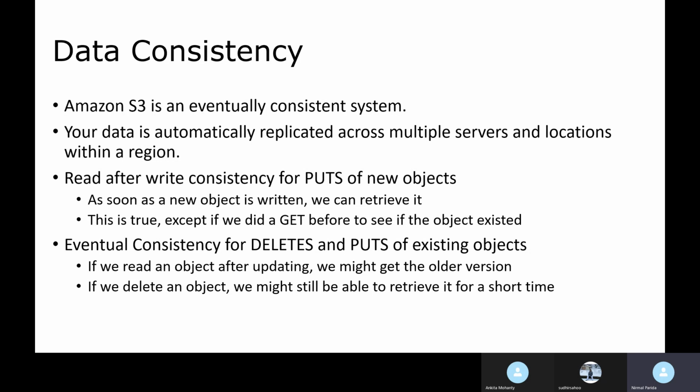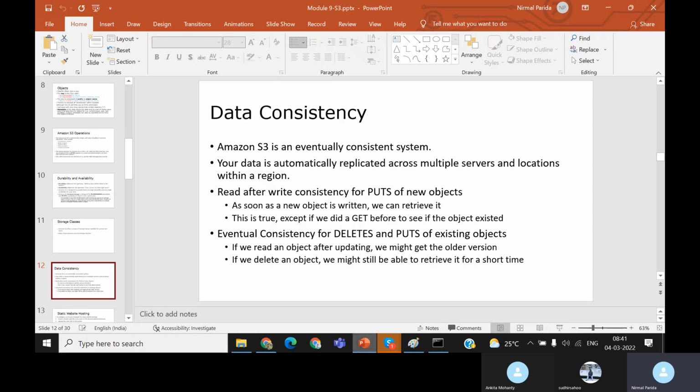As soon as a new object is written, we can retrieve it. This is true, except if we did a get before to see if the object existed or not. Then eventual consistency for deletes and puts of existing objects. If we read an object after updating, we might get the older version. This is eventual consistency. If we delete an object, we might still be able to retrieve it for a short time. So let me explain this consistency.